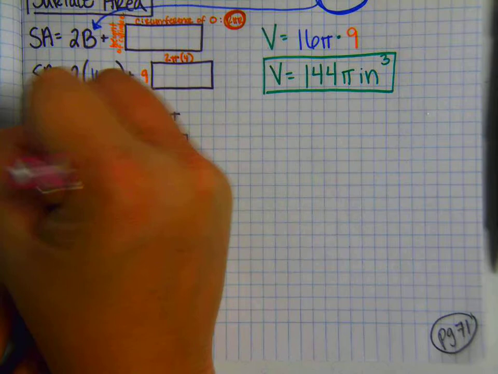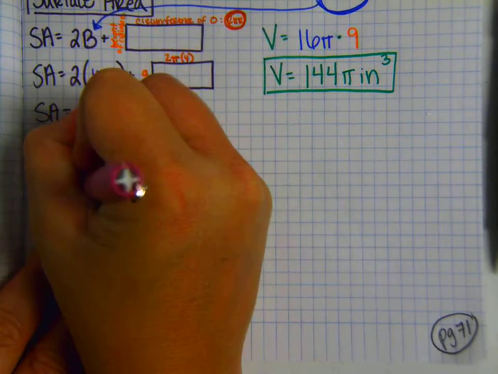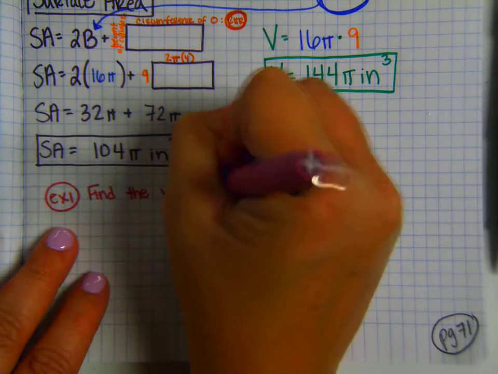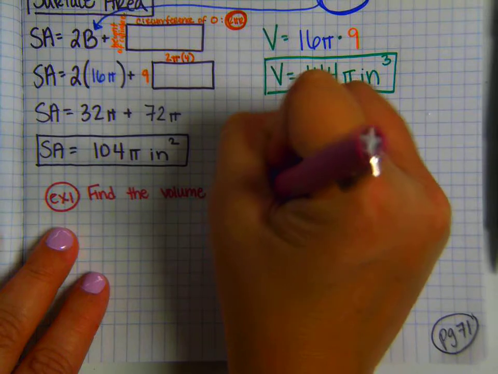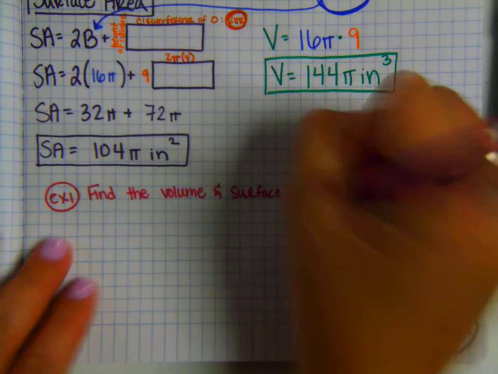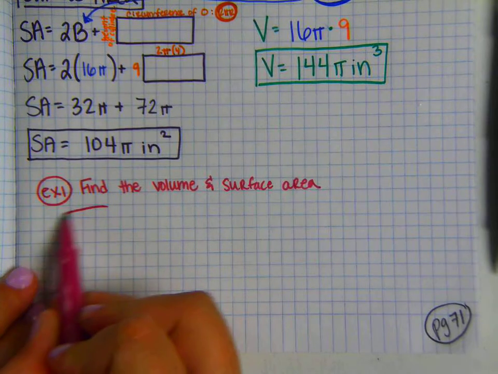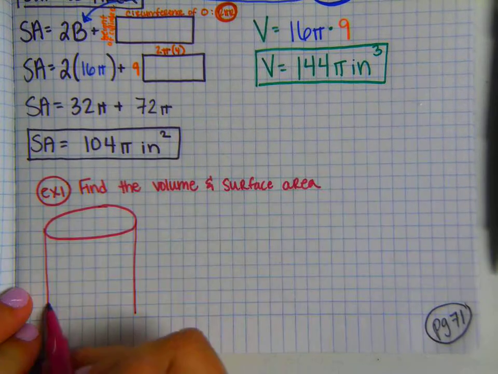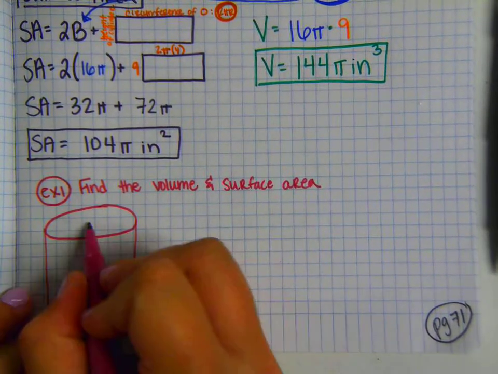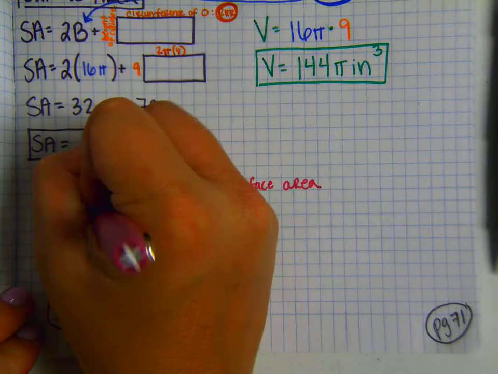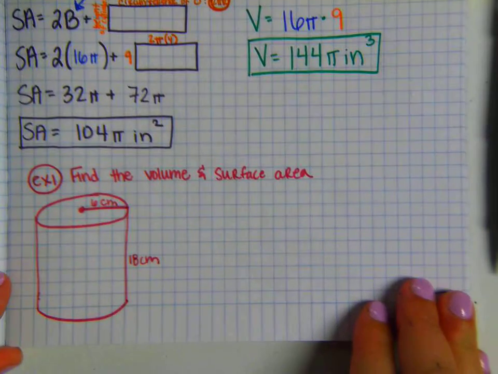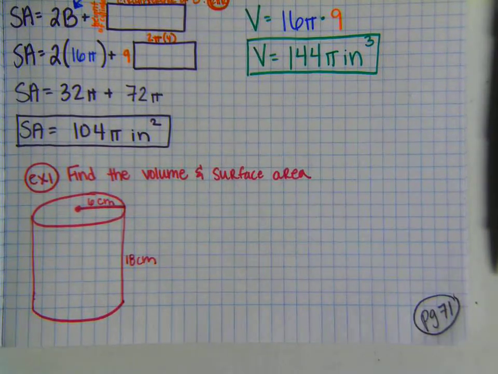So, example 1. Okay, so find the volume and surface area. The radius is 6 and the height is 18. So go ahead, find the volume and surface area, enter in your answers, and then I will go over it.